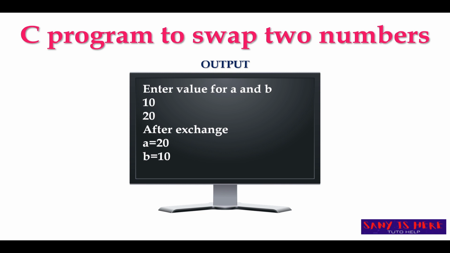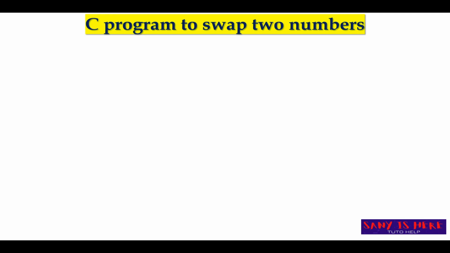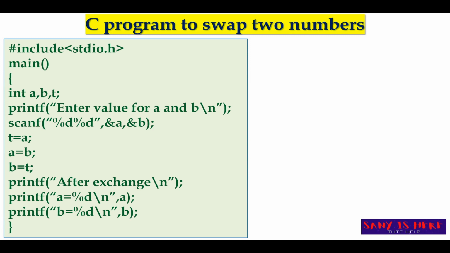Then the user will enter his own numbers, 10, 20 or whatever number. I have entered here 10 and 20, and the output should be like this: A should become 20 and B should become 10. Got it? Like this the output should arrive. Okay, now we can write the program to swap two numbers. Okay, let us see the code.